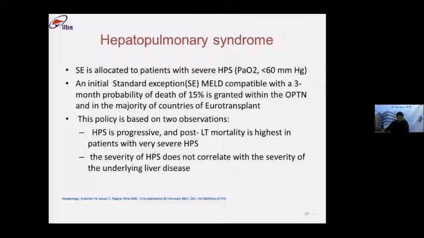So this policy of accepting the usual MELD calculation norm is based on 2 observations: HPS is progressive, and post liver transplant mortality is highest in patients with very severe HPS. The severity of HPS also does not correlate with the severity of underlying disease.